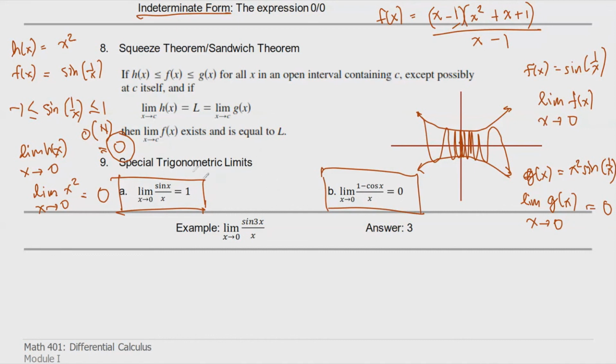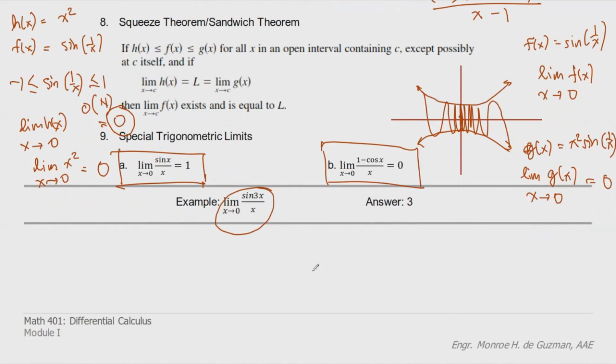But for now, let's just leave it right there, this expression. And now let's try solving this one, okay? So if you wanted to solve this, we will be needing this basic property here. And remember, this is only applicable if it is sine x over x. And what we have here is sine 3x over x.